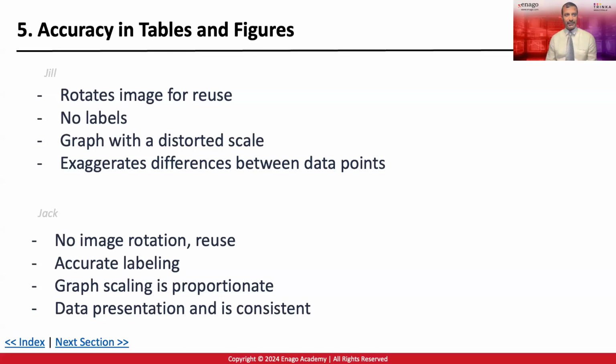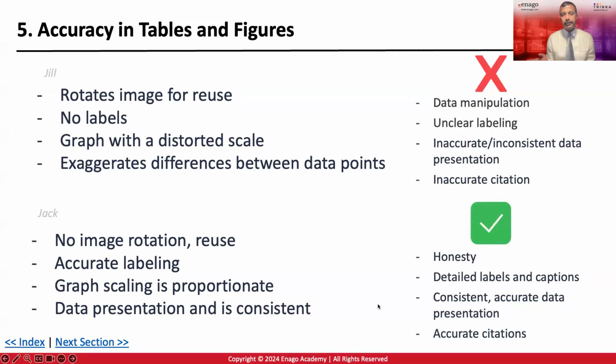So this is pretty straightforward. I don't think you need to explain what Jack is doing right. But in terms of figures and tables, accuracy is very important and it's often ignored. And there are now AI-based algorithms that can help detect manipulation of data, primarily figures, that I'll show you an example. But what Jill is doing is data manipulation, which could involve rotating figures, copying figures, reusing figures, unclear labeling. I don't have another example to show you, but it's very clear that what I've explained is unclear labeling.